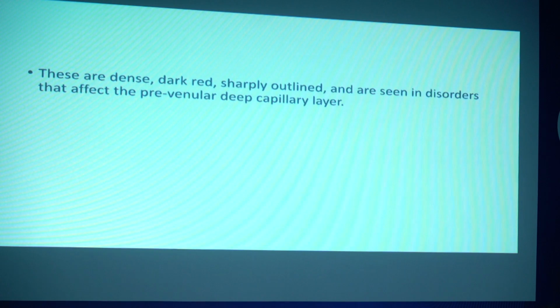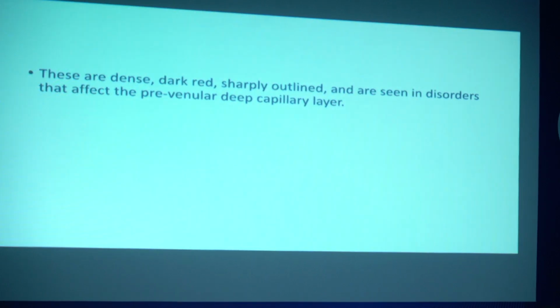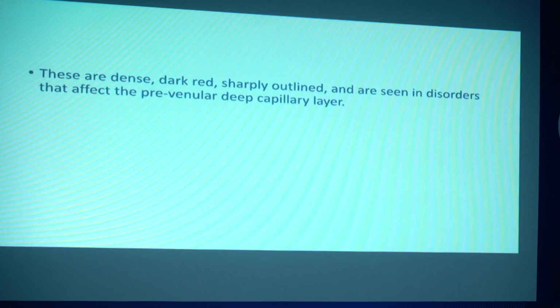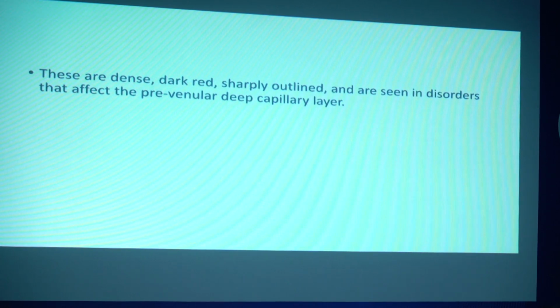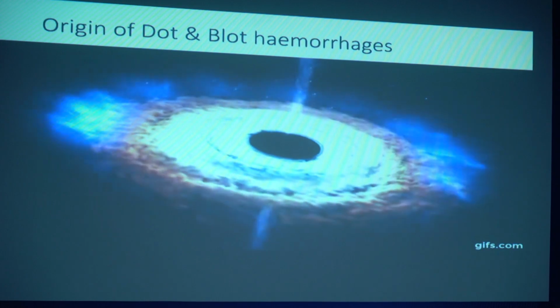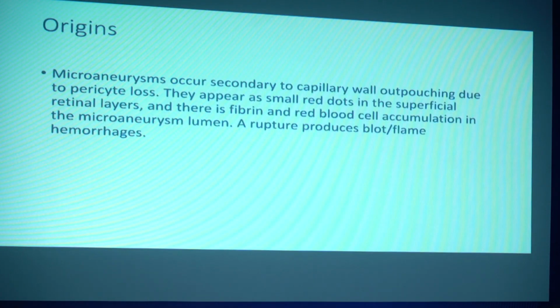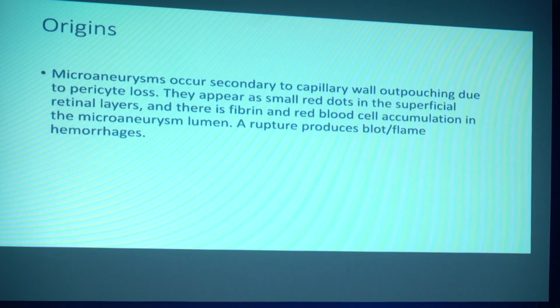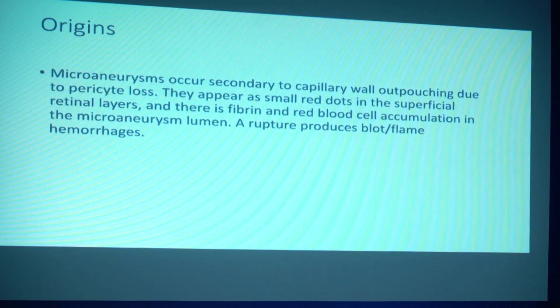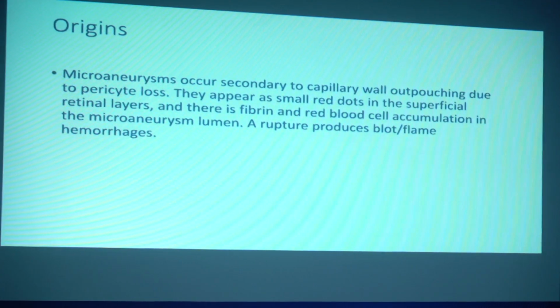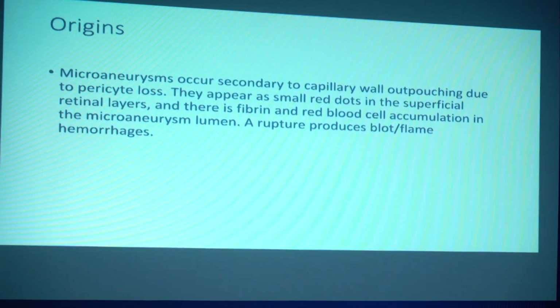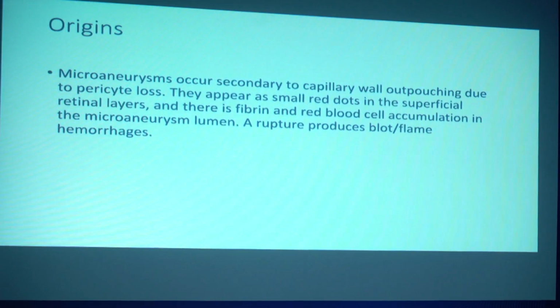These are dense, dark red, sharply outlined hemorrhages, seen in disorders that affect the precapillary deep capillary layers. So what is the origin of it? Microaneurysms occur secondary to capillary wall outpouching due to pericyte loss. They appear as small red dots in the superficial retinal layers, and there is fibrin and red blood cell accumulation in the microaneurysm lumen, and a rupture produces blot or flame hemorrhages.